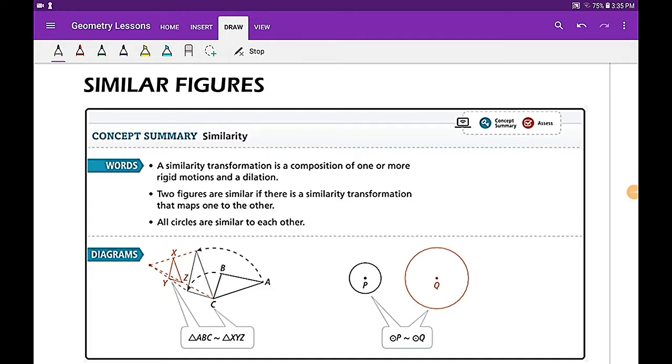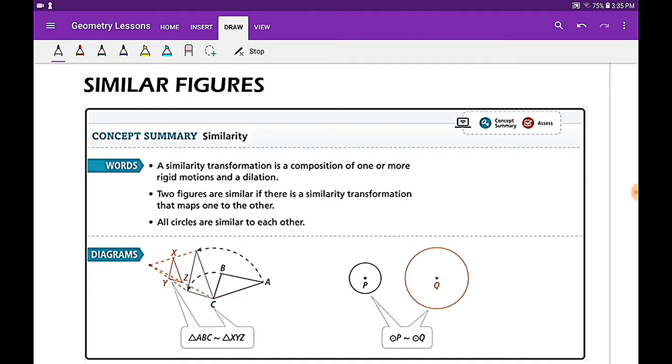Similar figures, or similarity. Okay. Previously we talked about dilation, and the topic of dilation is tied closely to the concept of similar figures.